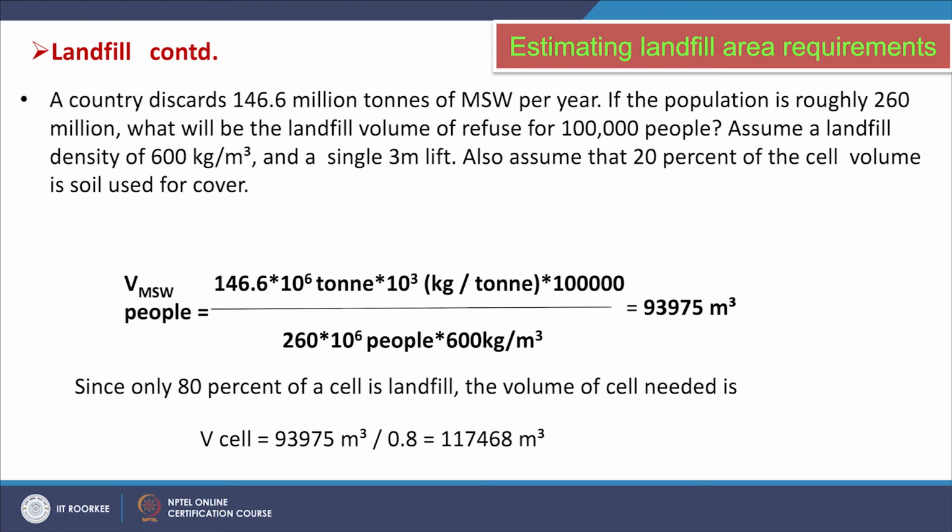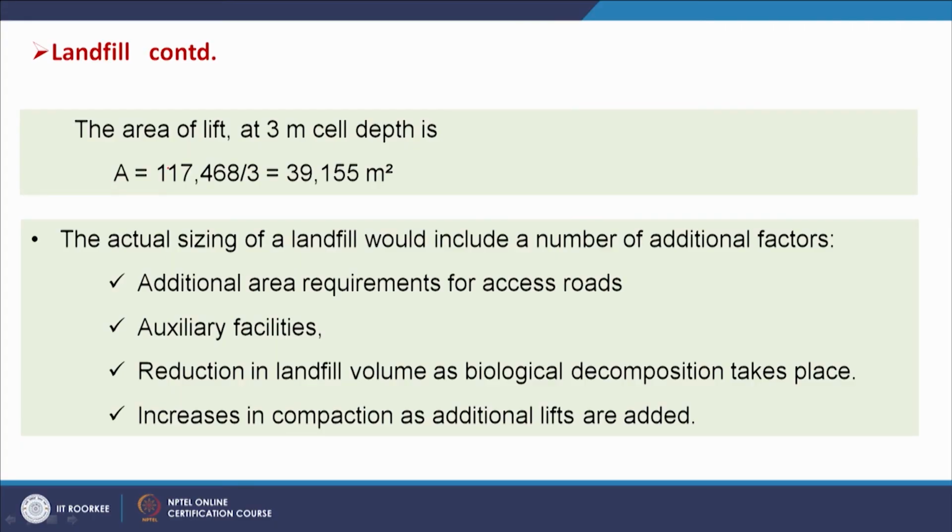This will be the total volume, but 20% of the cell volume is soil, so the actual volume will be more than this. So, that will be divided by 0.8, which is equal to 117,468 meter cube. Now, the area of the lift at 3 meter cell depth; the cell depth is 3 meter, it is given. So, 3 into A, the area, is equal to the volume. So, A equals volume by 3, which is equal to 39,155 meter square.